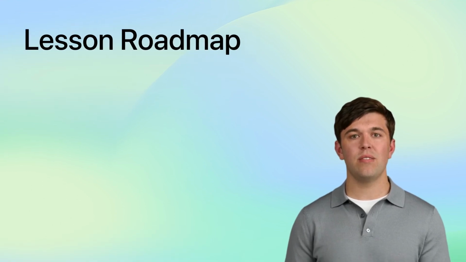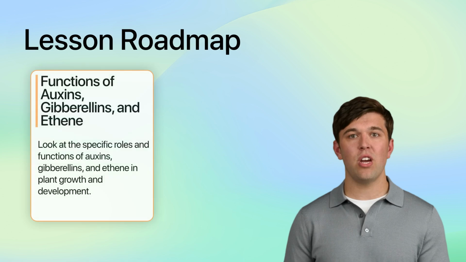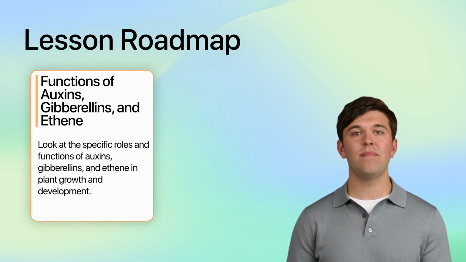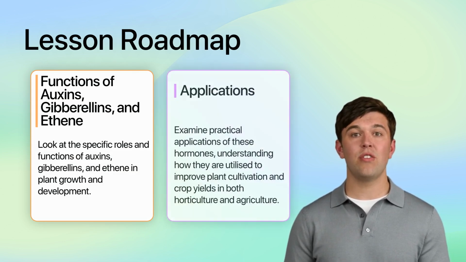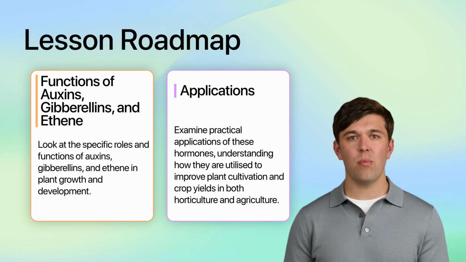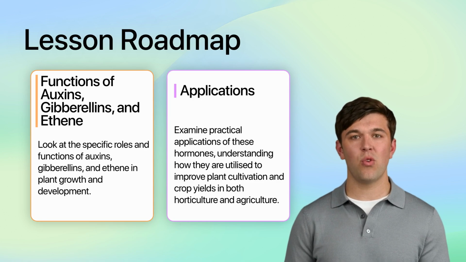In today's lesson, we will cover the following. First, we'll delve into the specific roles and functions of auxins, gibberellins, and ethylene in plant growth and development. Then, we'll examine practical applications of these hormones, understanding how they are utilized to improve plant cultivation and crop yields in both horticulture and agriculture.